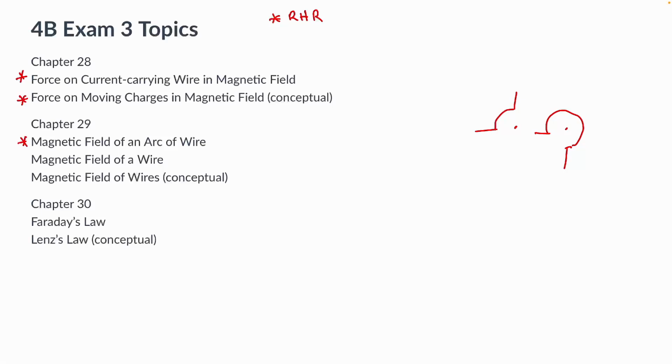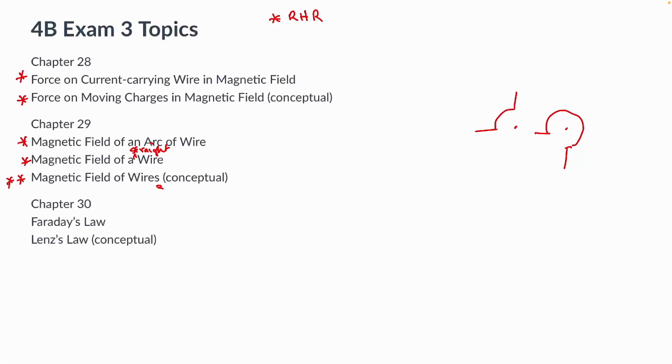Magnetic field of a wire. So very likely it's just a straight wire. I probably should have put the word in here, straight wire. Right-hand rule. Yep. Magnetic field of wires, plural. Right-hand rule or not? Probably more than one, because there's wires.